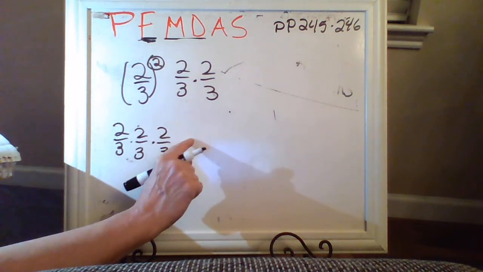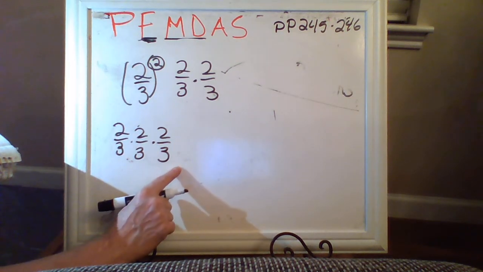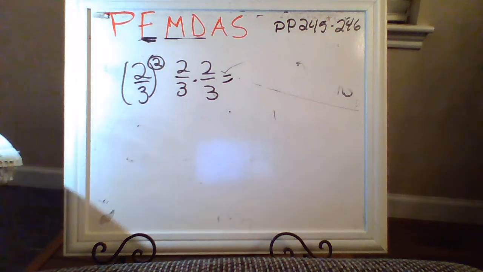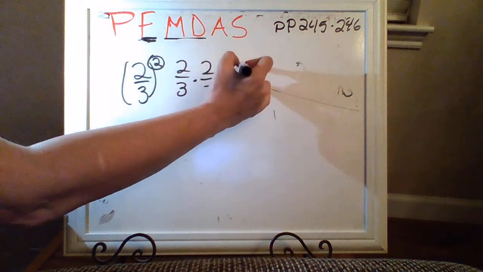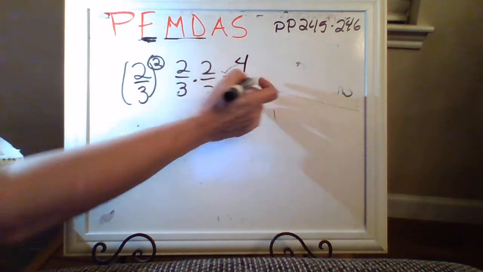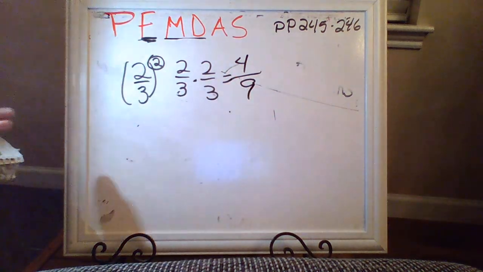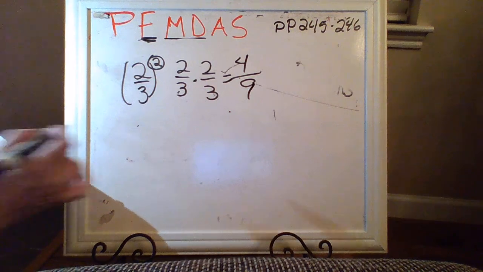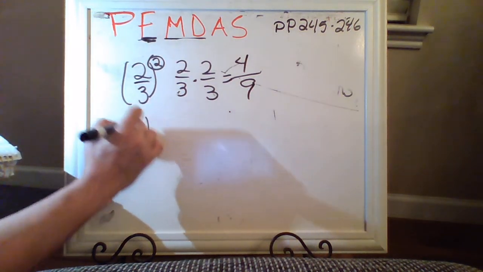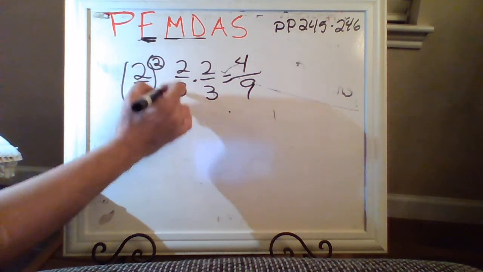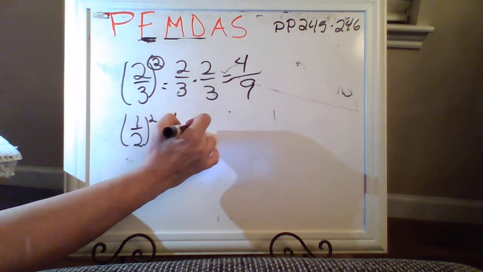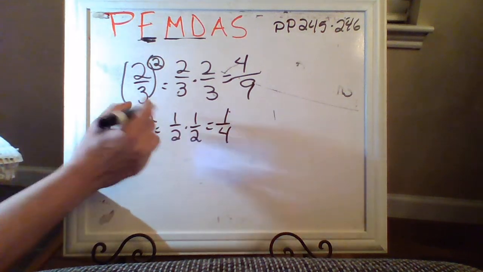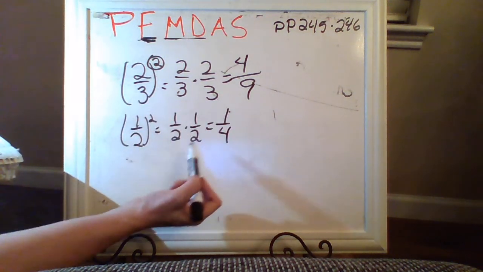And you just multiply the top numbers and then multiply the bottom numbers across. But it's only a 2 today on all of them. So 2 times 2 is 4. 3 times 3 is 9, so it's 4/9. The next one is 1/2 squared. So that is 1/2 times 1/2, which equals 1/4. 1 times 1 is 1, 2 times 2 is 4.